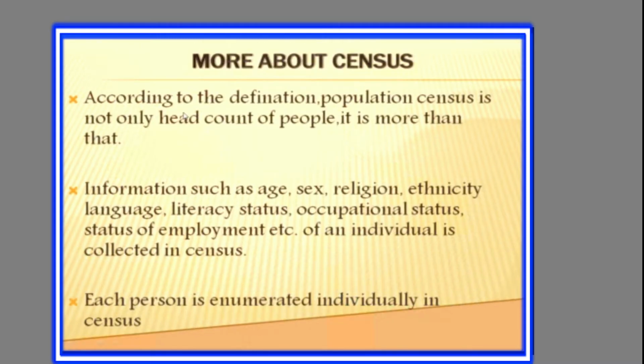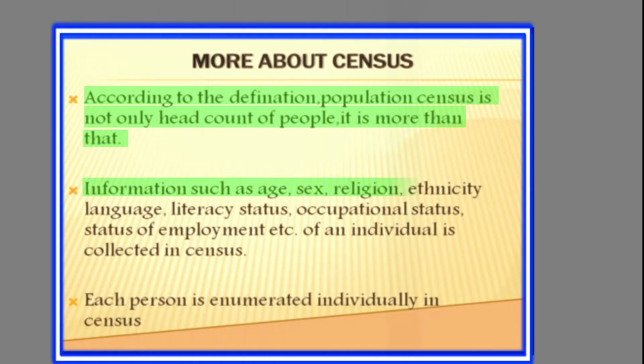Let's know more about census. According to the definition, population census is not only the head count of people, it is more than that. It means, according to the definition we read just now of UNO, it's not only the head count of people. Head count means counting people like 1, 2, 3. It's not like that. It's even more than that. Information such as age, sex, religion, ethnicity, language, literacy status, occupational status, status of employment, etc. of an individual is collected in census.